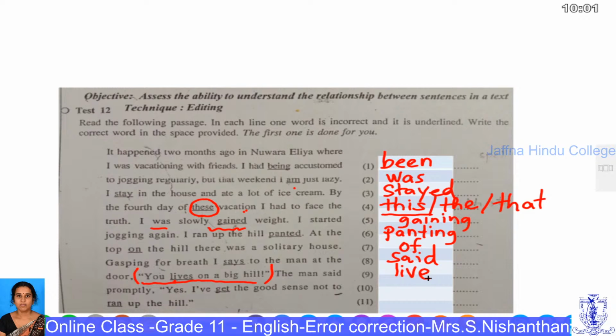The man said promptly, yes, I have. The past participle, have plus past participle, so got. The good sense not to, so it should be the infinitive, to plus infinitive, run up the hill. Right? You can get these ideas by reading a lot. For error correction questions, yes?